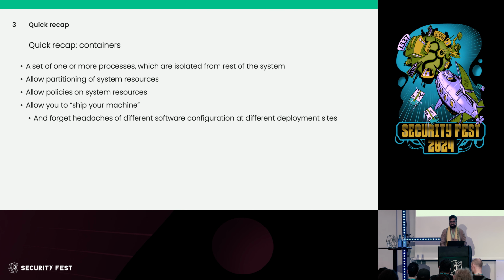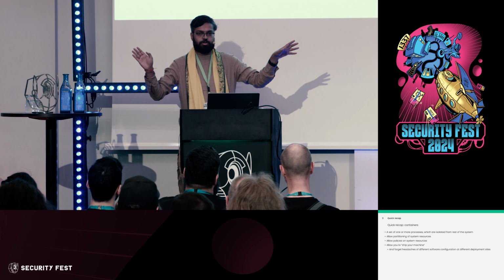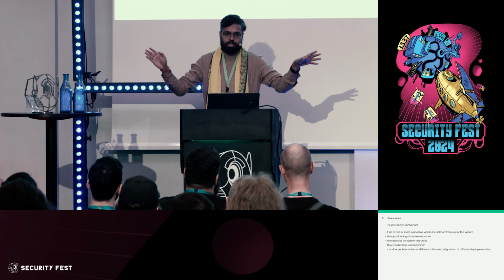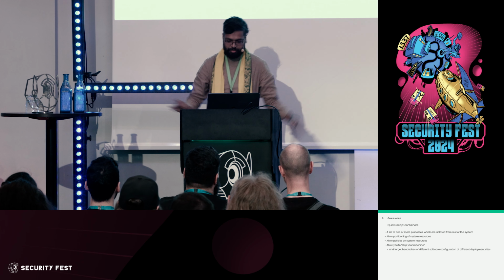And that also means that at deployment time, you don't really have to deal with headaches. You don't really care about which version of glibc is installed on Ubuntu or Debian or CentOS or something else. You're just like, okay, this is the image, docker pull, docker run, be done.